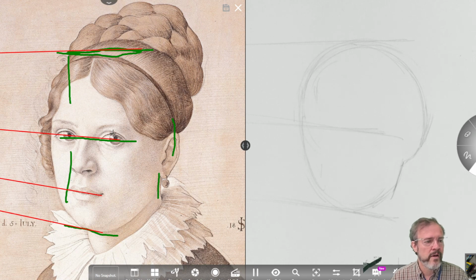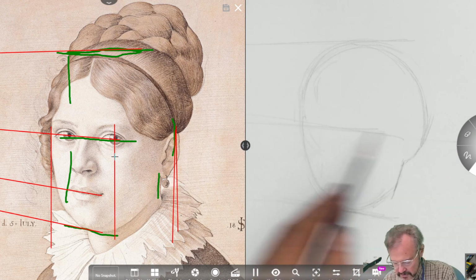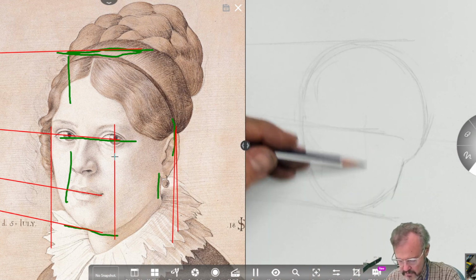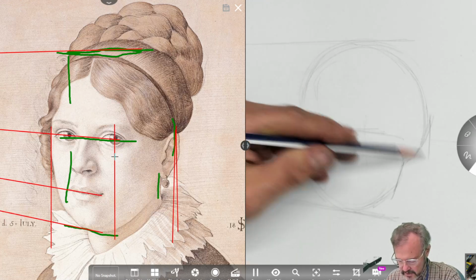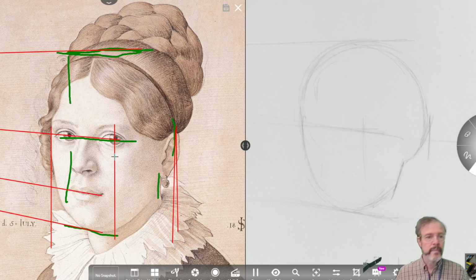Okay. In this classic three-quarter view, what you often find is that the leading eye is roughly centered on the head. Can you see that? And so that's a useful thing to know. We can mark this center left to right. That gives us the location of the leading pupil.